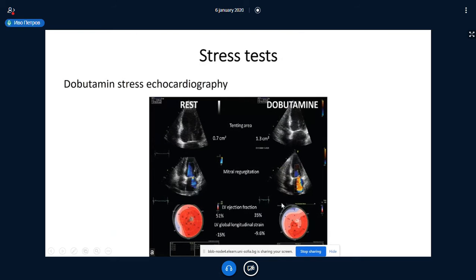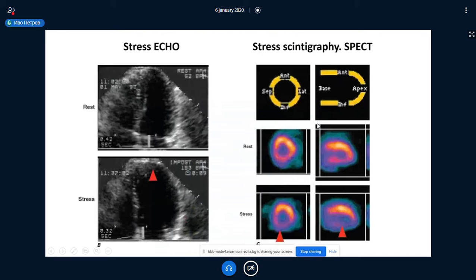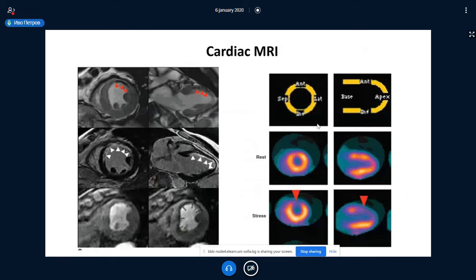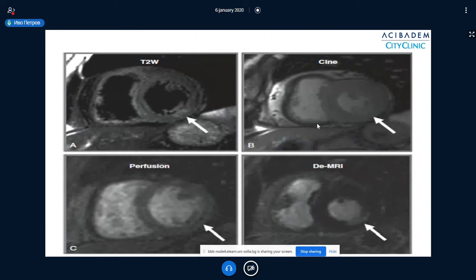This is a second examination that you can see here: at rest, very mild mitral regurgitation, and big mitral regurgitation during the dobutamine stress test. So the stress can be exercise stress or catecholamine stress, like the usage of dobutamine.